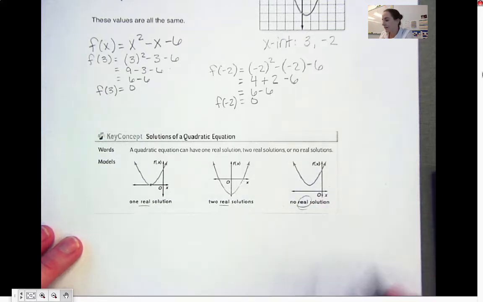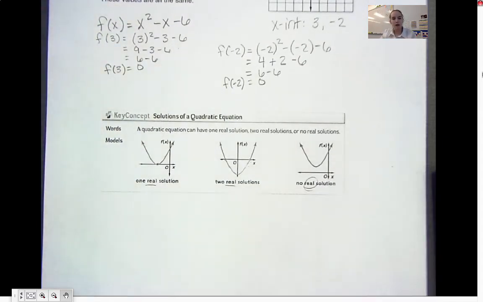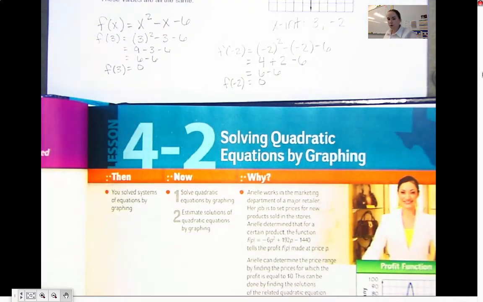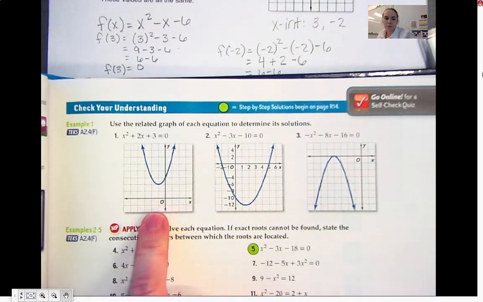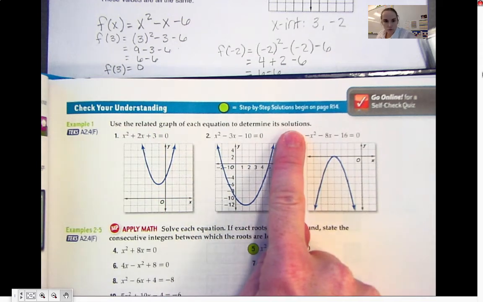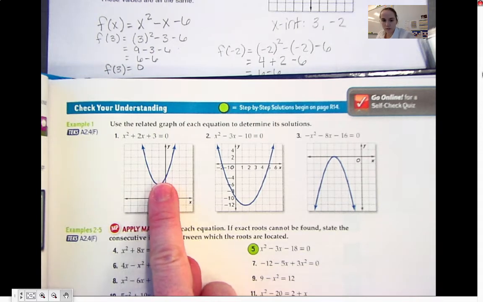Okay? All right, so what I'm going to do is I'm going to show you the textbook, and we're just going to talk about some different problems, and then I'll give you problems in class to do. This is a very straightforward lesson. If you look at this problem here, the number of zeros, well, first it doesn't even touch the x-axis, so it has no real solutions. So we're looking to determine its solutions. No real solutions for this one.